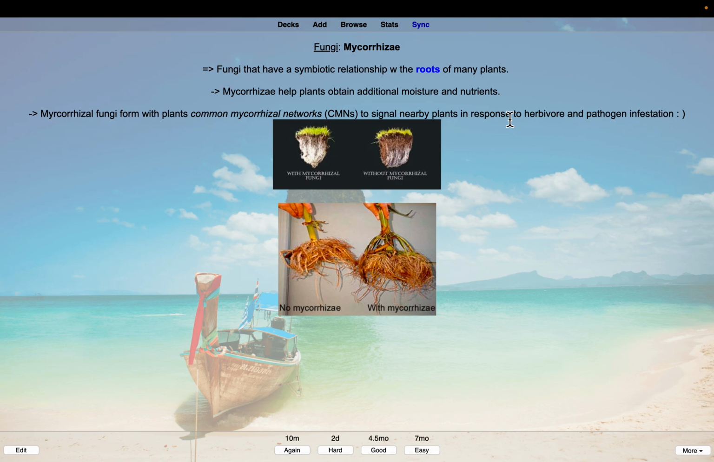Anyways, basically, common mycorrhizal networks are designed to signal nearby plants in response to something that may destroy plants, basically. So, herbivores, animals or other organisms that feed on plants, leaves, and pathogen infestation.